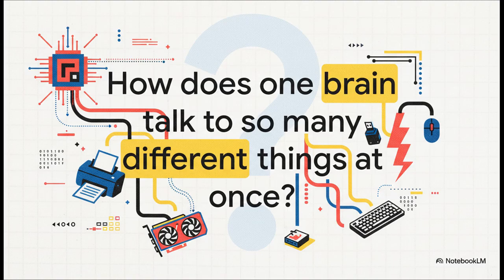Right, so this is the real question, isn't it? How does one single processor, which is just flying along at billions of cycles per second, manage this whole universe of devices that are all running at different and much slower speeds without grinding the whole system to a halt? It seems like a recipe for total chaos, but the solution, as you'll see, is surprisingly elegant.